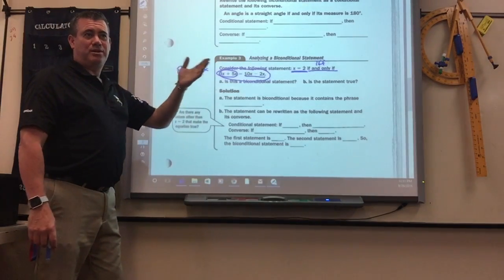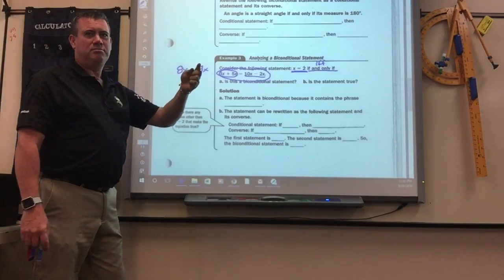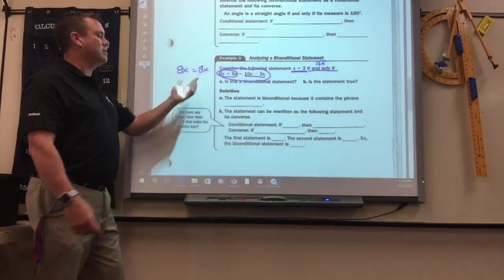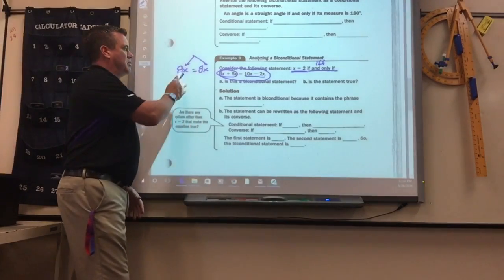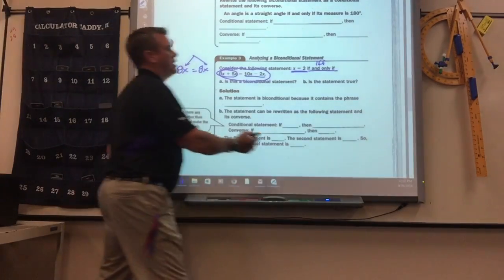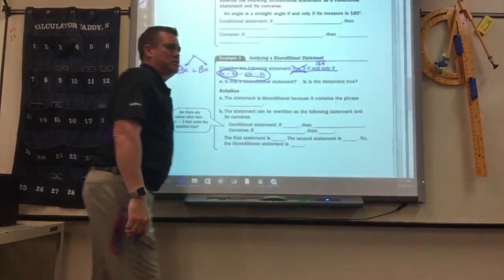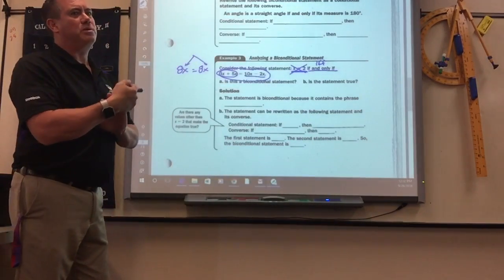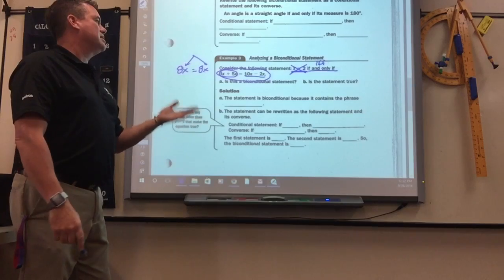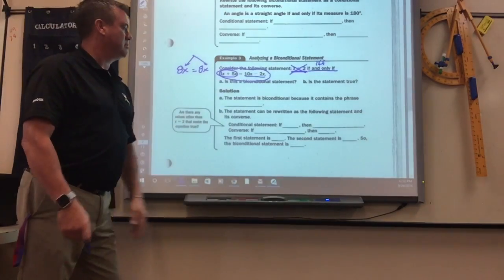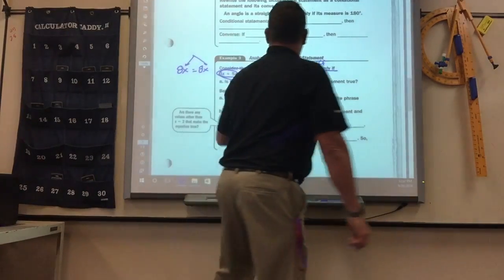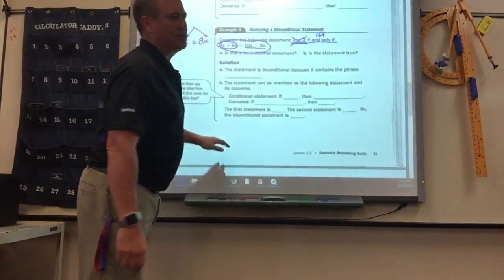No. What should it be? 1, 0. It can be anything. No matter what you plug in for here and here, if you put the same number in there, it's always going to be true. So it doesn't have to be just 2. It could be 2, but it could be others. So since that way is not true, it's not a biconditional. So what would you put? You just say no, it's not a biconditional.